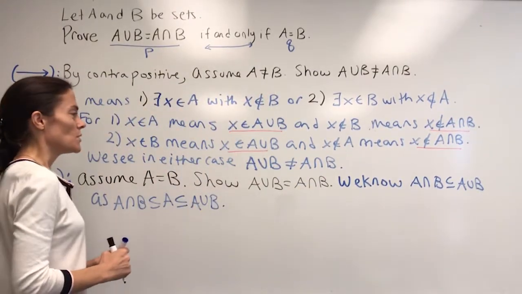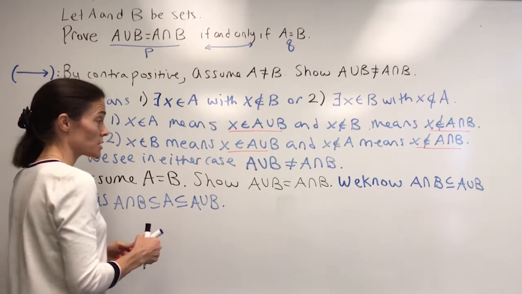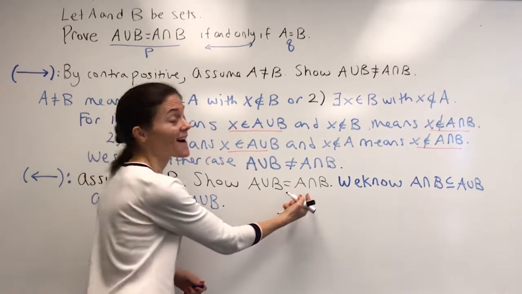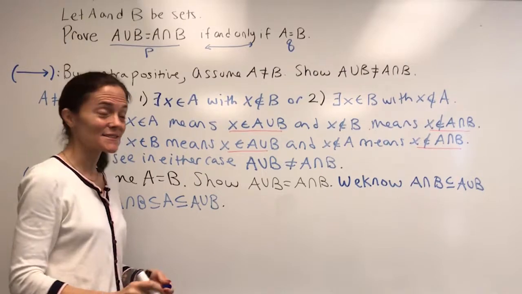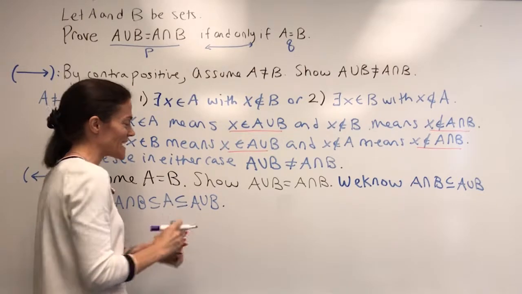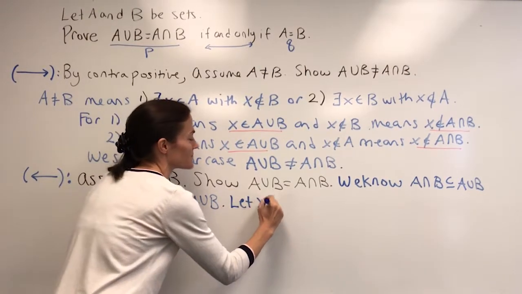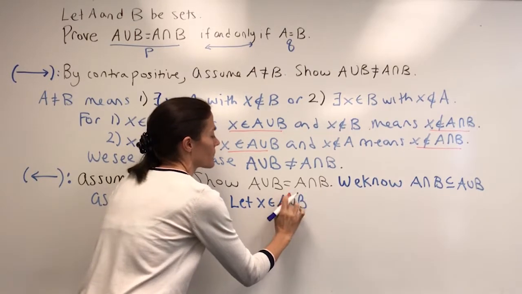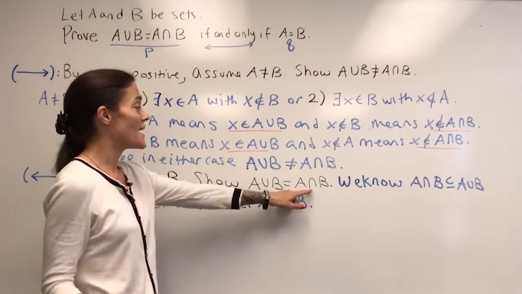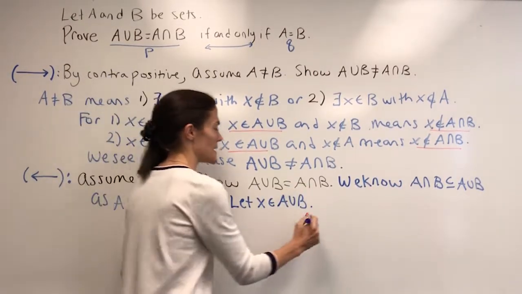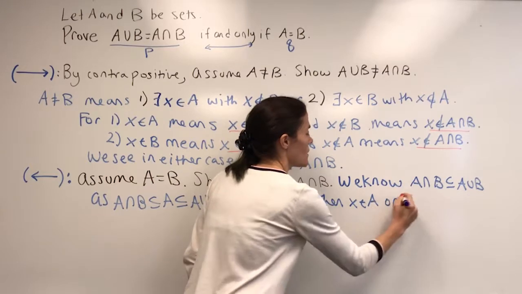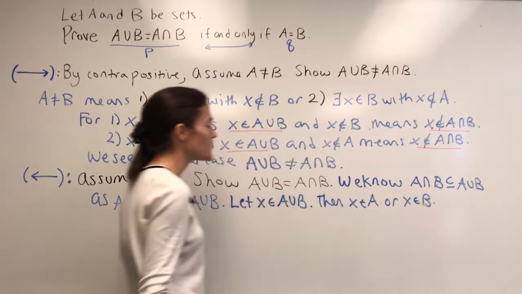Now, to get equality, we need the other direction. So I need to show that the union is a subset of the intersection, and I will have that A intersect B is equal to A union B. Okay, so we take something X in the union, and we need to make some argument about why X is in the intersection. So this means that X is in A or X is in B. We have these two possibilities.